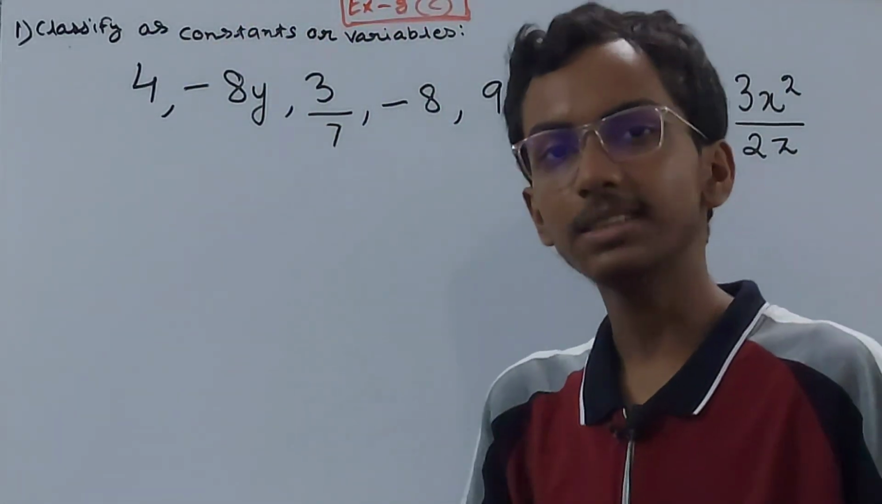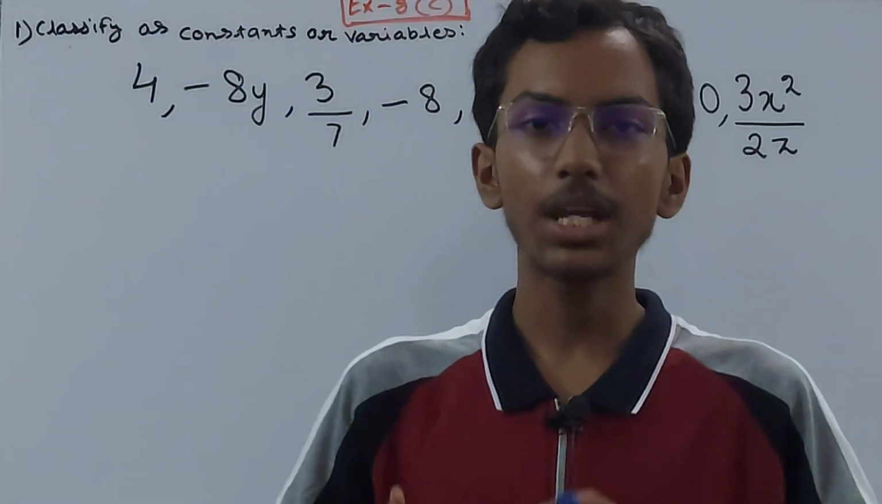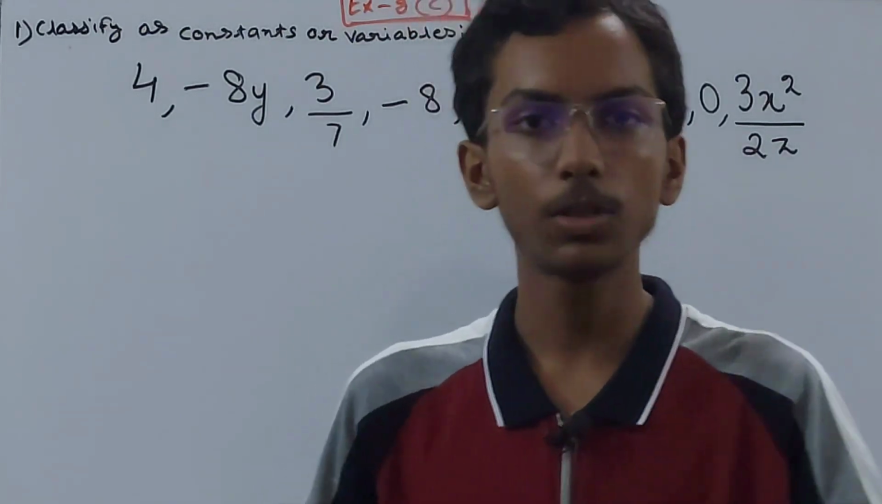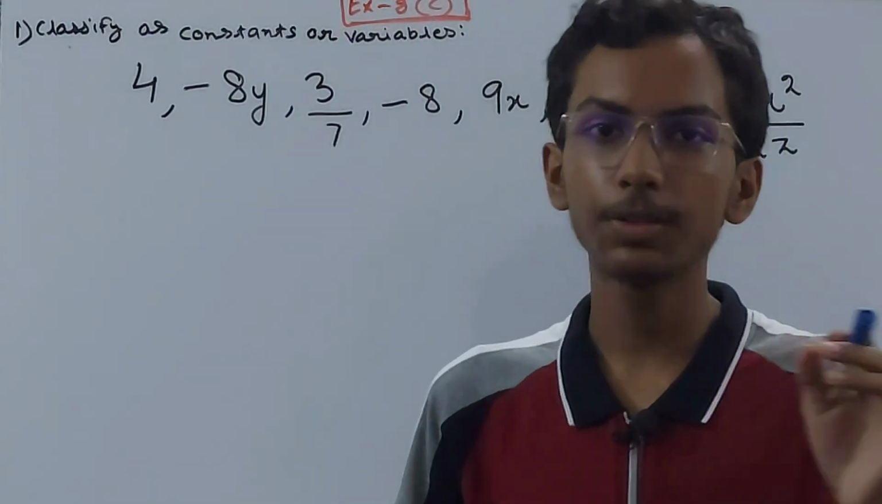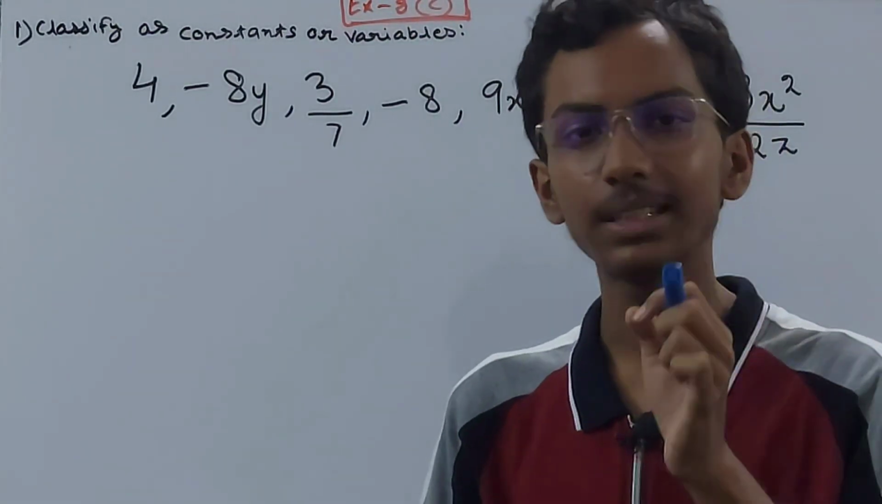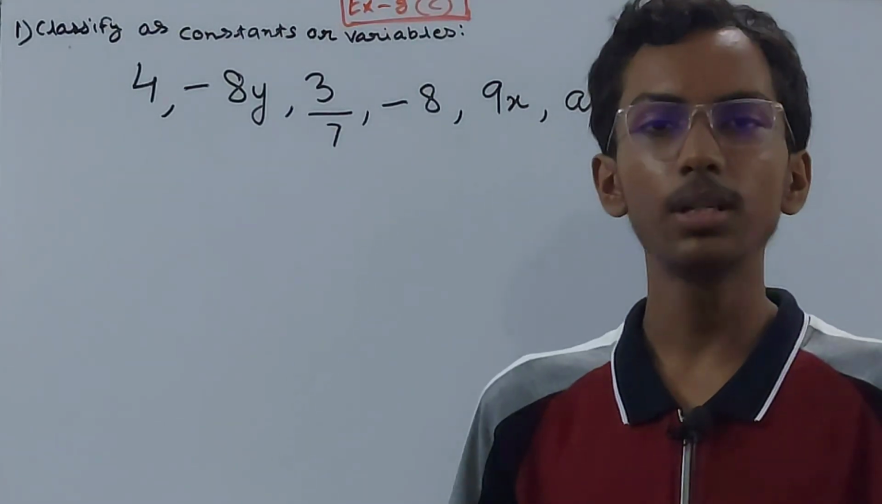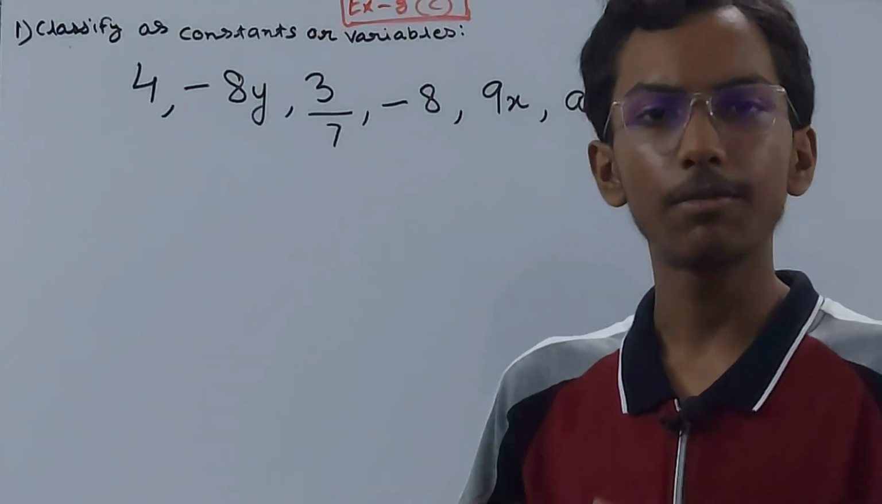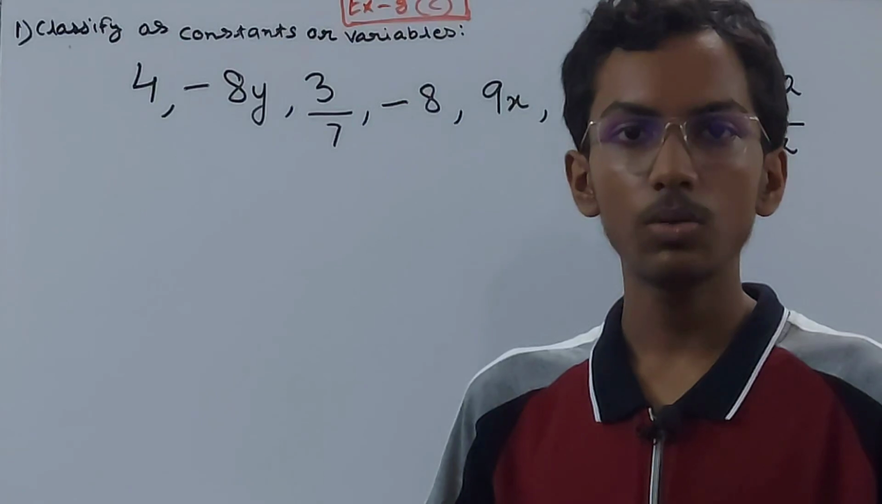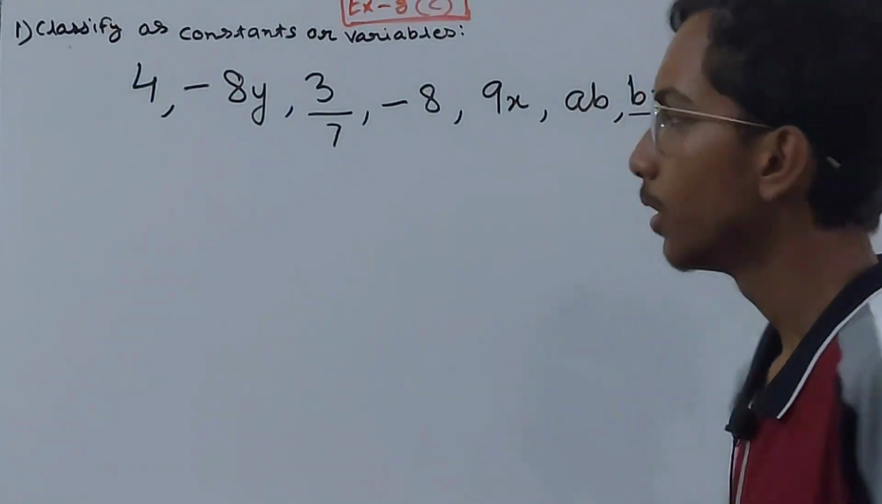Constant is any term that has a fixed value and variable is any term that can take up any value. Constant always has a fixed value, it will not represent anything else other than its fixed value, and variable is that term that can take up any value. You can assign it any value, its value can change also.